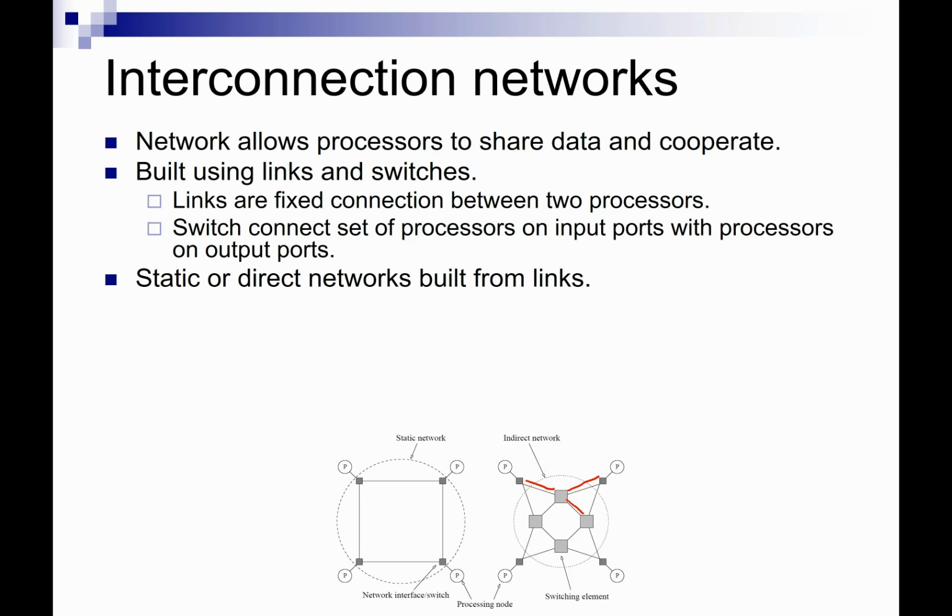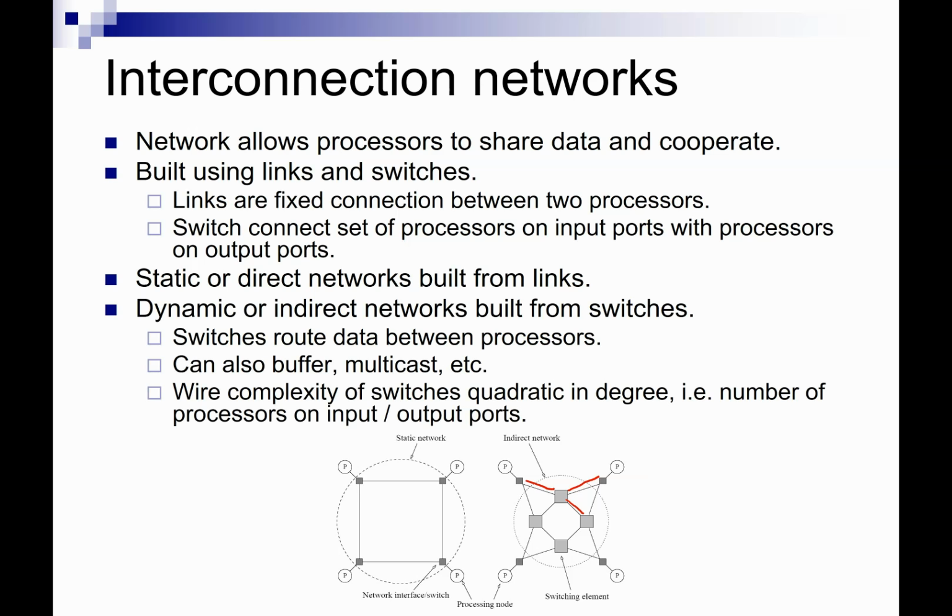So if you build a network from links, then the structure of the network is static, because it doesn't allow you to move the data in different directions. Whereas if you build your network based on switches, then you can actually route the data between the processors. And when you build these switches, you also need to add other components like buffers, and you might want to do some sort of broadcast or multicast on these switches. So the switches get much more complicated than the links.